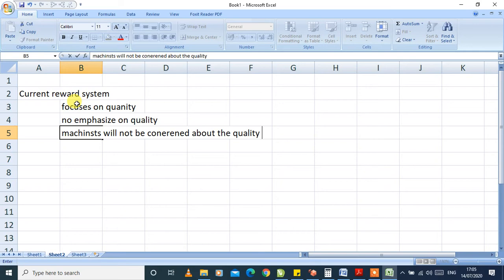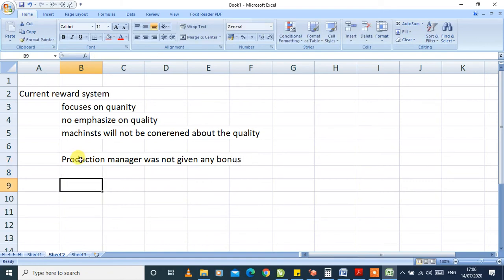That is point number one. Point number two, the production manager was not given any bonus. Don't you think, as an overall responsible person, he must be driving the performance of this unit, the factory? Now not giving any bonus to him, he would not be motivated at all to put in any effort. Don't you think that's a defect in the system? Production manager was not given any bonus.